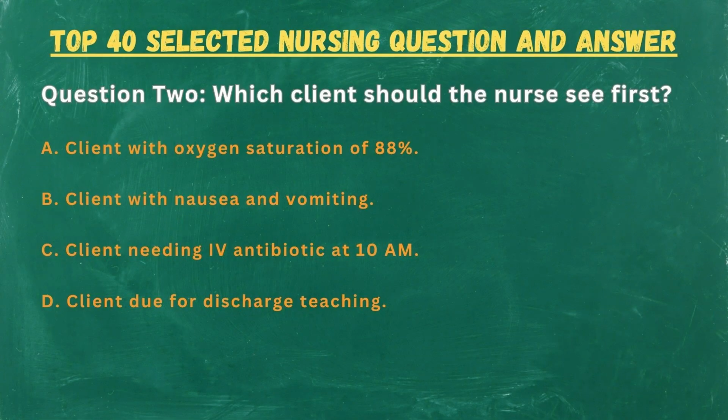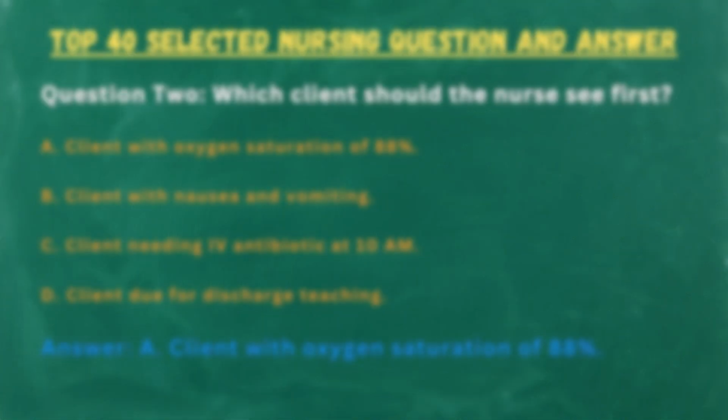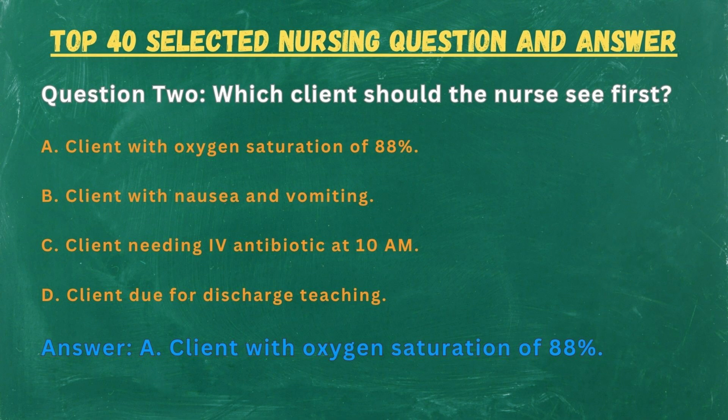Question 2. Which client should the nurse see first? A. Client with oxygen saturation of 88%. B. Client with nausea and vomiting. C. Client needing an antibiotic at 10 a.m. D. Client due for discharge teaching. Answer. A. Client with oxygen saturation of 88%.